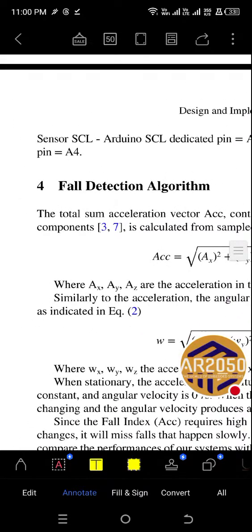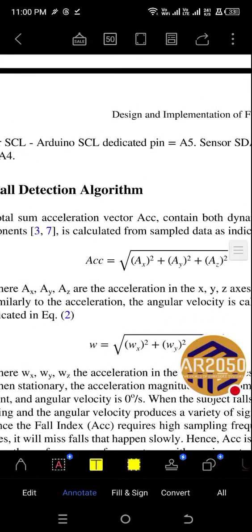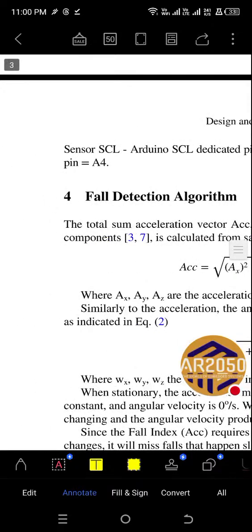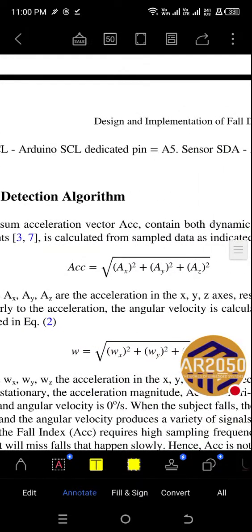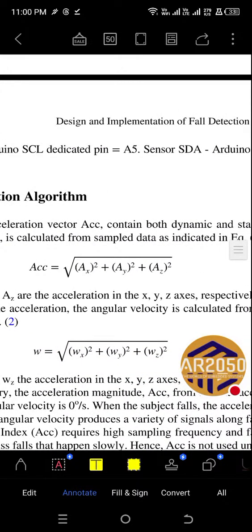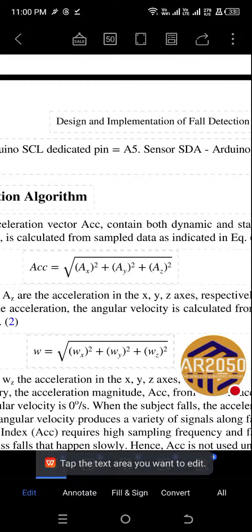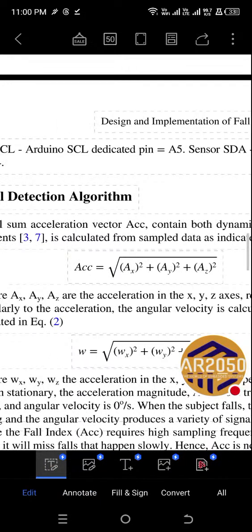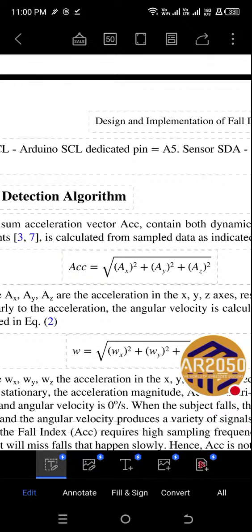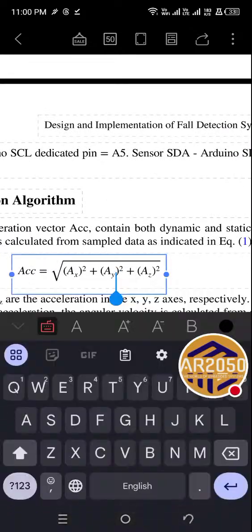Okay, so here come the fault detection algorithms, which implemented the total sum acceleration vector. So this is the formula. You know this one.